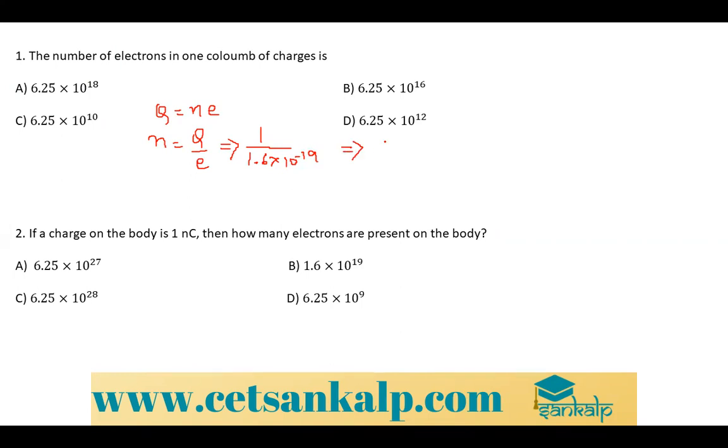So if you solve that, you'll be getting 0.625 into 10 to the power plus 19. So there is no zero anywhere here, it's a decimal shift, so it becomes 6.25 into 10 to the power 18. So the option is the right answer.